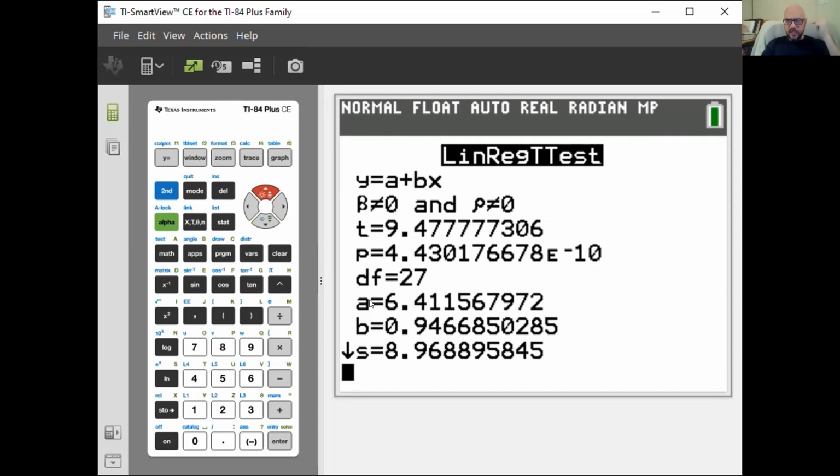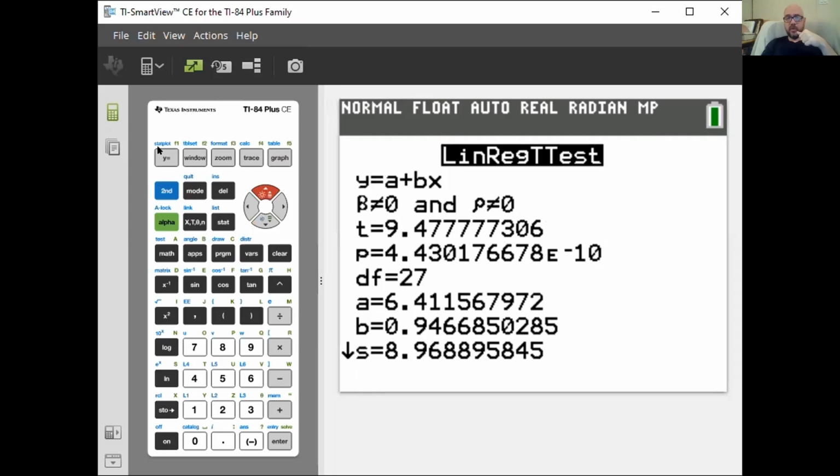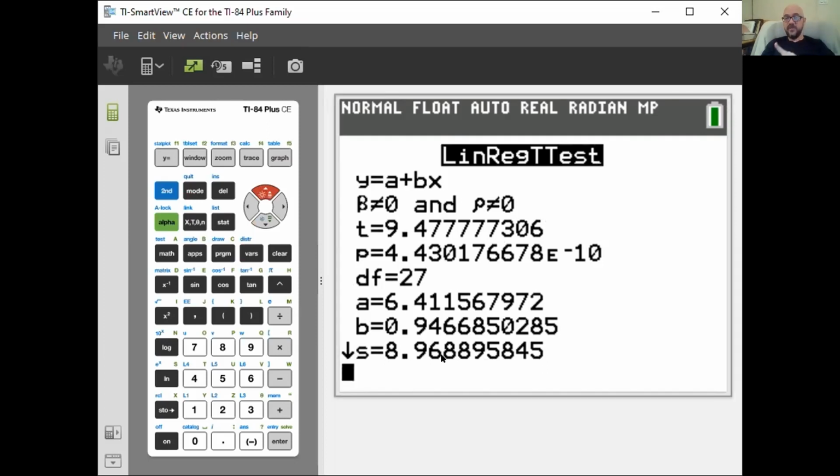So these are the coefficients in this equation, right? So it's y equals 6.41 plus 0.947x, right? That's the equation of our line. And by the way, if you leave this screen, you will have to run the test again every single time. A little irritating. So we're probably going to run this like 6 more times, just in the context of this example.